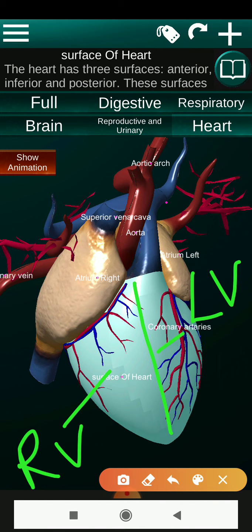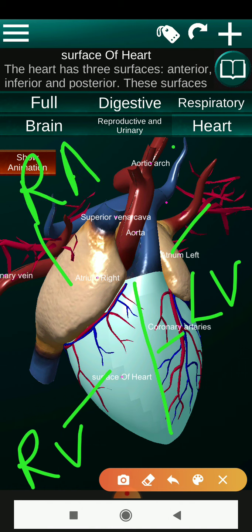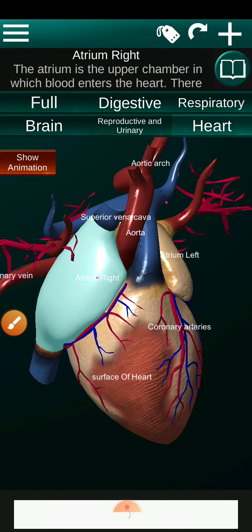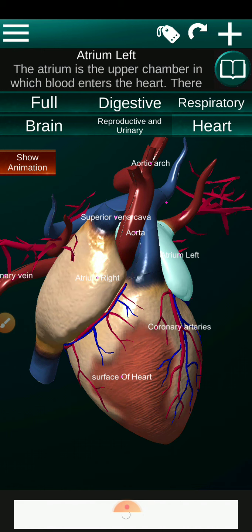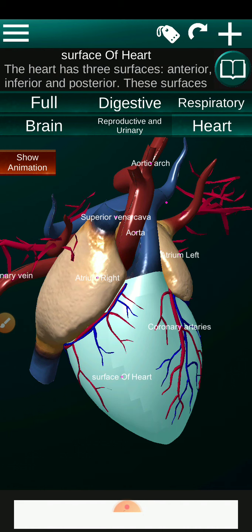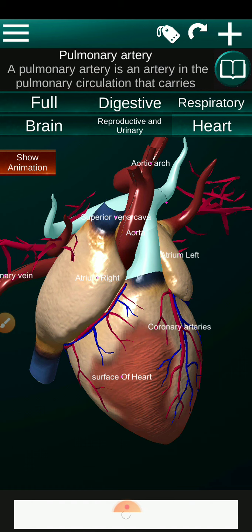Is it okay? Now see once again. The first chamber is called the right auricle, and the second chamber is called the left auricle, then the right ventricle and left ventricle. These are the four chambers of the heart. Now see, right atrium, left atrium, and this is the ventricle. Okay.